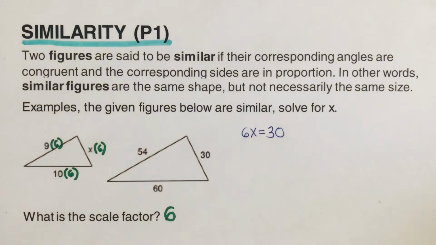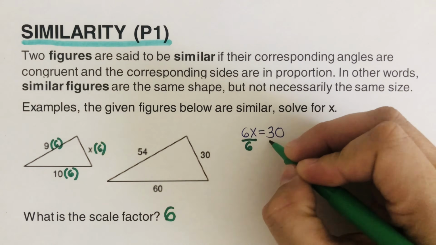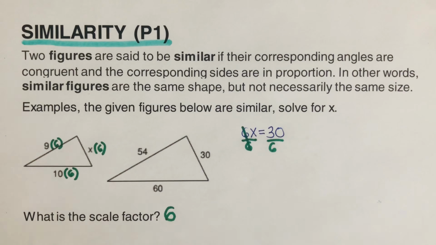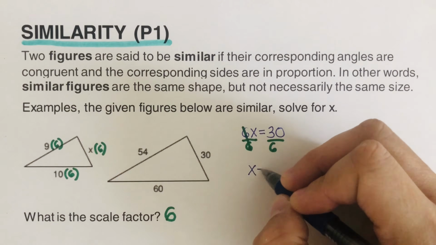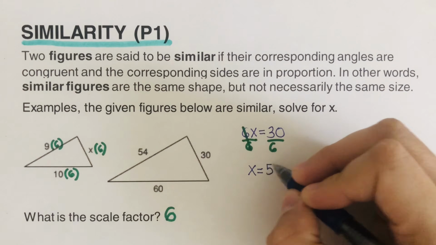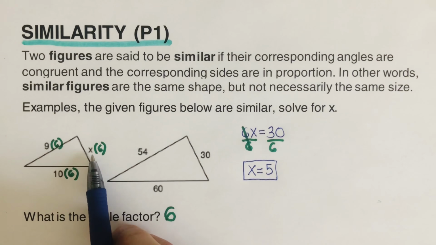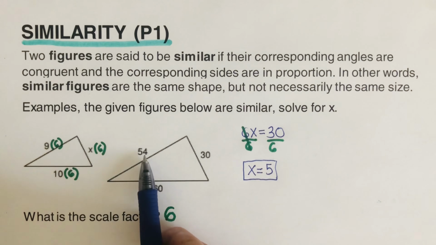From here, we can divide both sides by 6. I'm going to divide this by 6. I will divide this by 6. I cross the 6 out. So I'm left with x is equal to, 30 divided by 6 is 5. And that makes sense because 6 times 5 is 30. 9 times 6 is 54. 10 times 6 is 60.